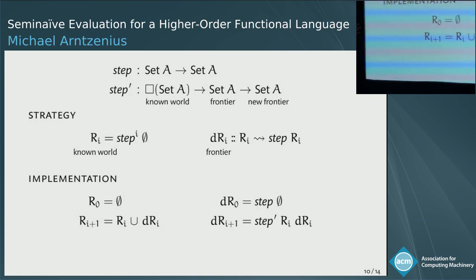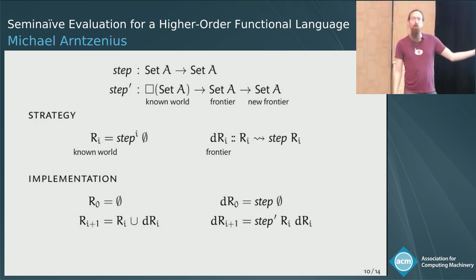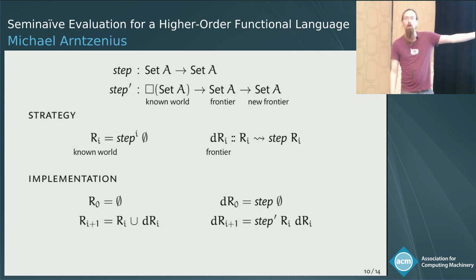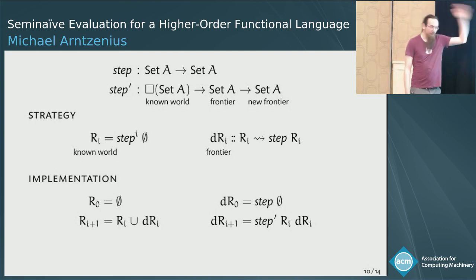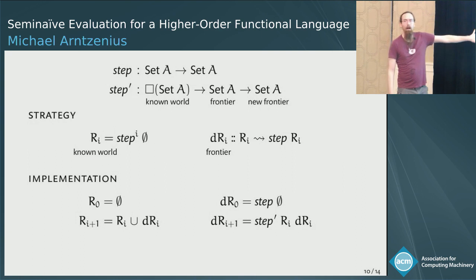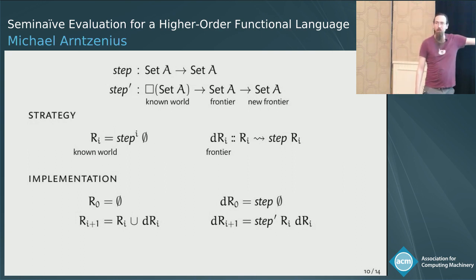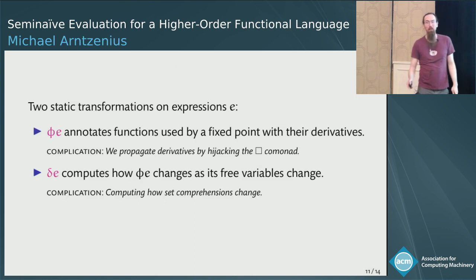And what we do to find the next frontier is we use our derivative. We give it the currently known world, we give it the frontier, and it finds us the next frontier. And this slide is the essence of semi-naive evaluation in a higher order language. The rest is details. And you'll find a lot of details if you read the paper.